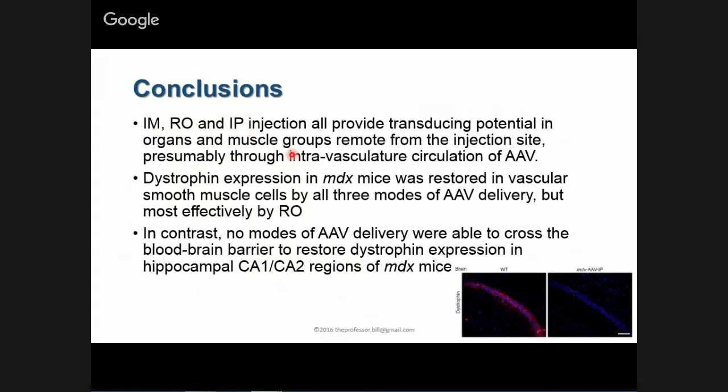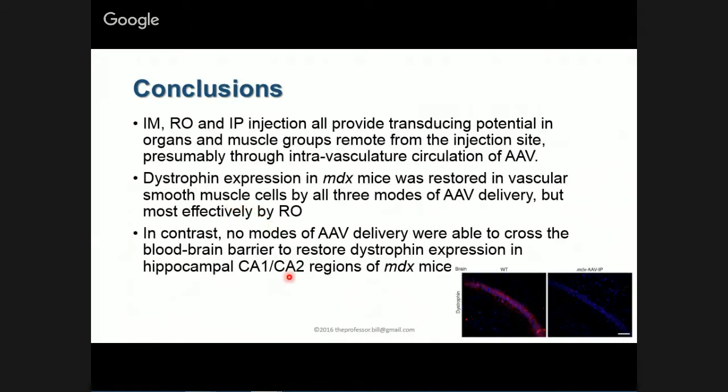And some of this is, if you do these types of injections, intramuscular, retroorbital, or intraperitoneal injections, all of them work on different organs. All of them work on muscle. Doesn't matter where you're injecting. You don't have to inject directly into the muscle to do this. And it might be because they're going outside of the regular vascular circulation because of the AAV. And again, even in smooth muscle cells, we're able to see a recovery of function.